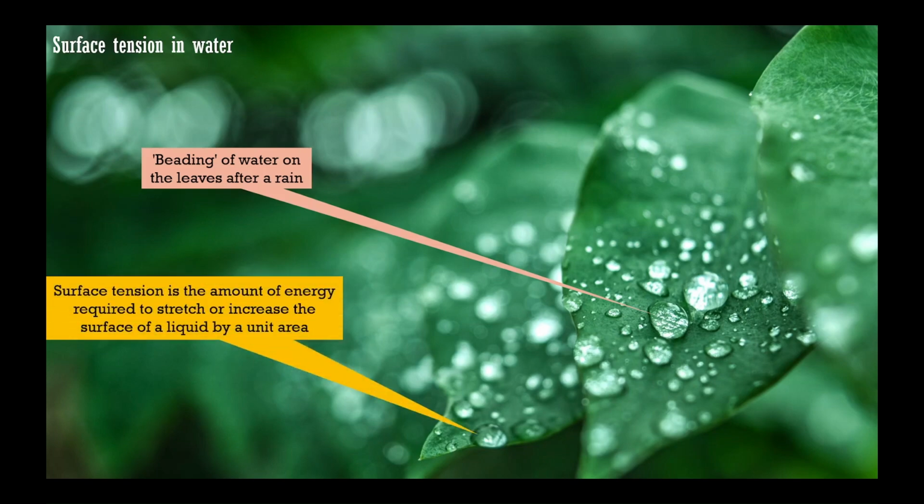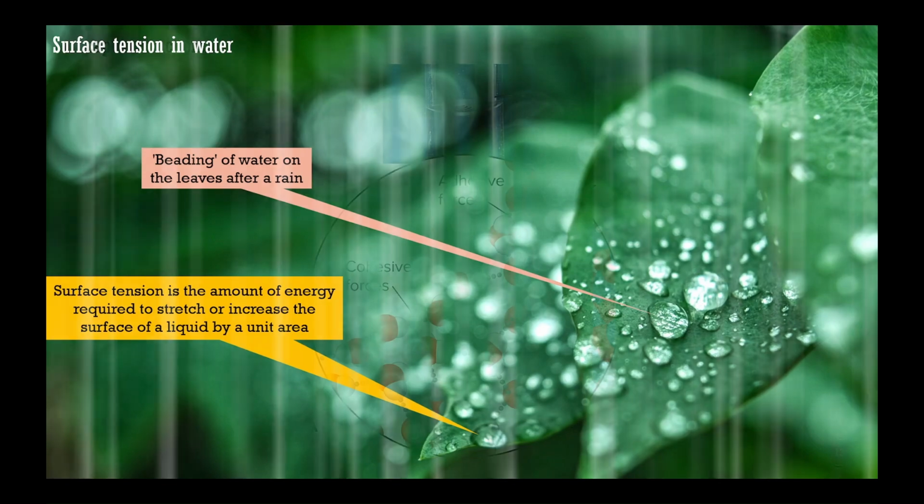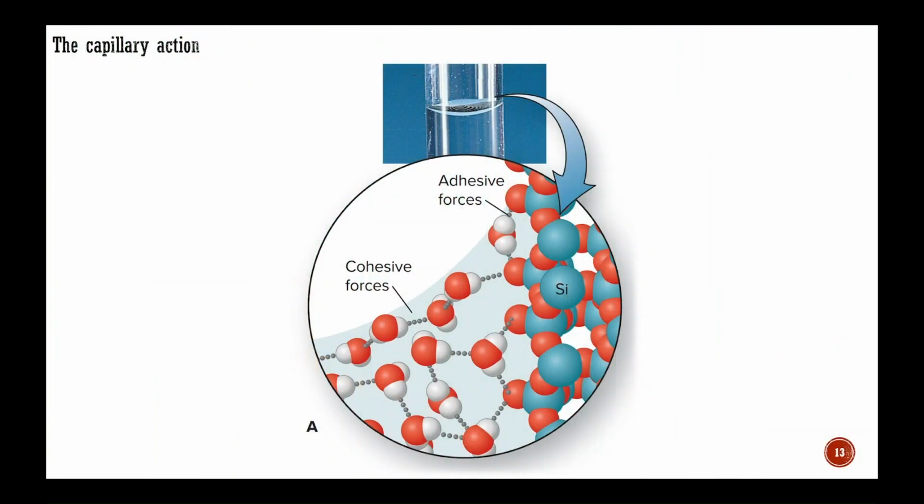A quantitative measure of the elastic force at the surface of a liquid is called surface tension, which is defined as the amount of energy required to stretch or increase the surface of a liquid by a unit area. A liquid with strong intermolecular forces has a high surface tension. For example, water, with its strong hydrogen bonds, has a very high surface tension. Yet another illustration of surface tension is the meniscus, the curved surface of a liquid contained in a narrow tube.